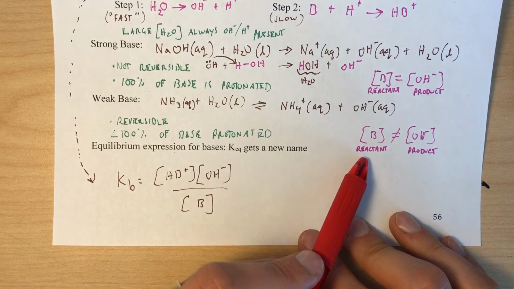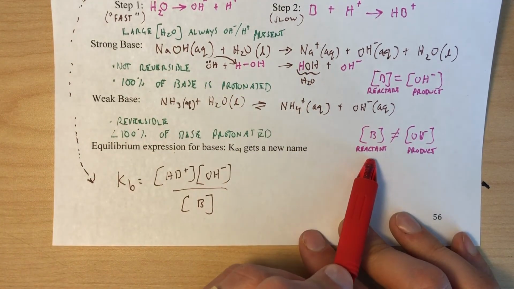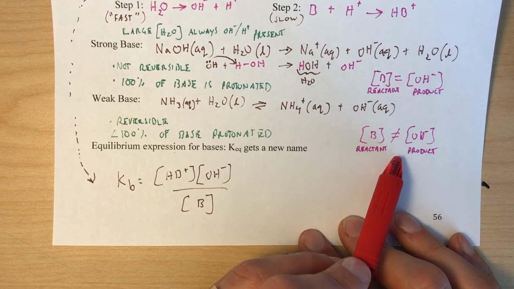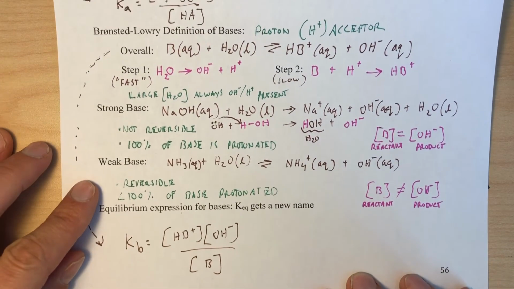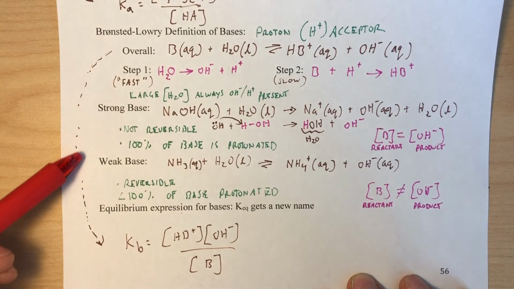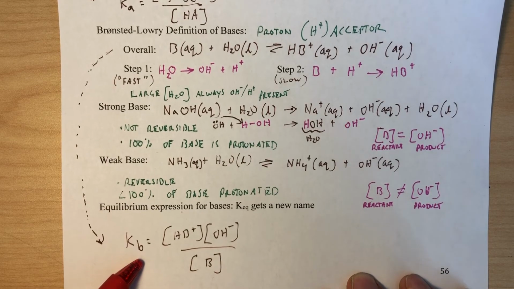Since it is not a complete dissociation, it is not a complete reaction, we can't say that the reactant B, base, is equal to our hydroxide product. We would have to calculate this using an equilibrium constant. Our equilibrium constant for a base reaction is written down here as a Kb, and that's going to be equal to our product's HB plus times OH minus divided by the concentration of our base B.